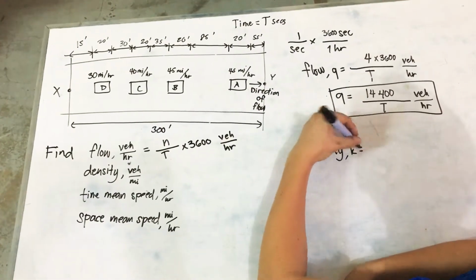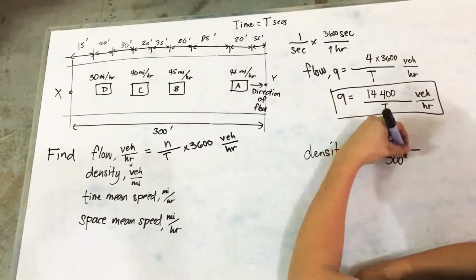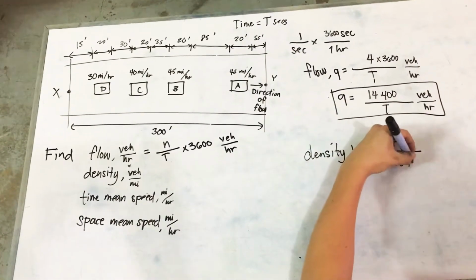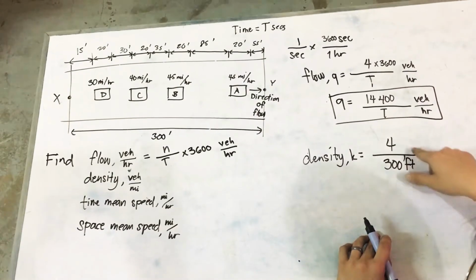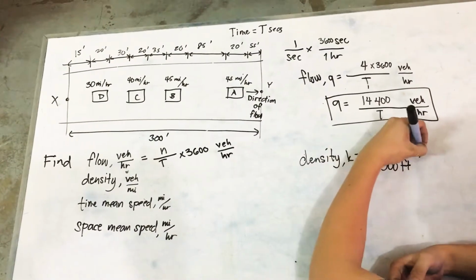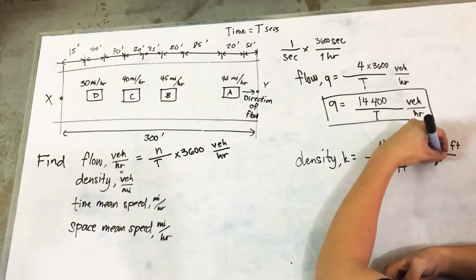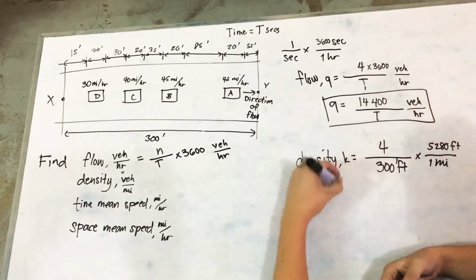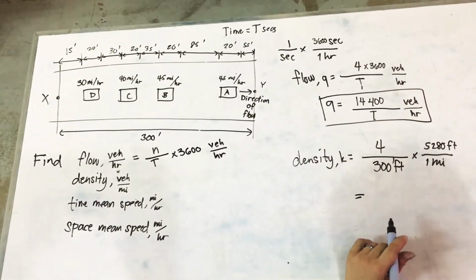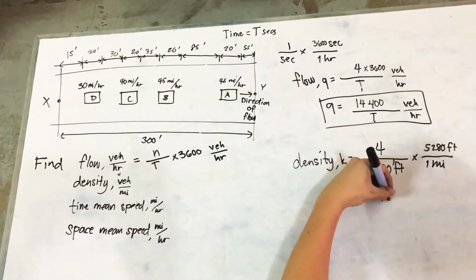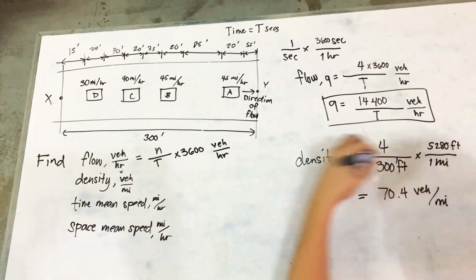and therefore density, or K, is just equal to 4 over 300 feet, no? So to make this vehicles per foot into vehicles per mile, remember that there are 5,280 feet in 1 mile, okay? And therefore, I will have my density as 70.4 vehicles per mile, okay?